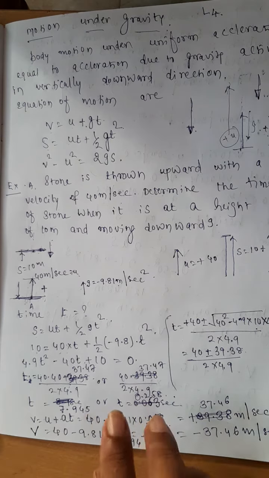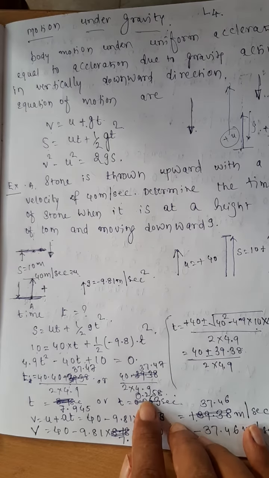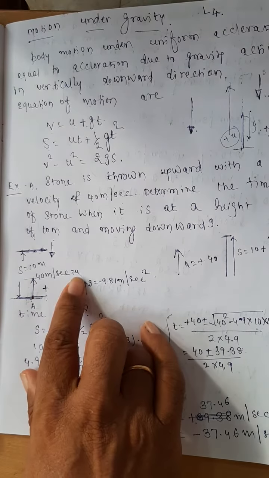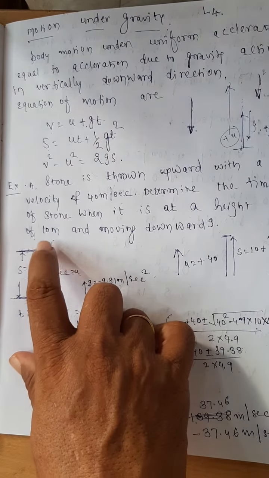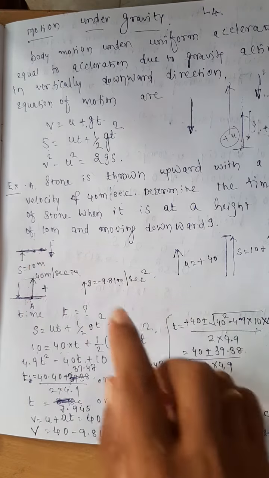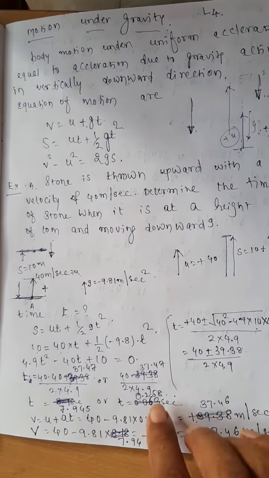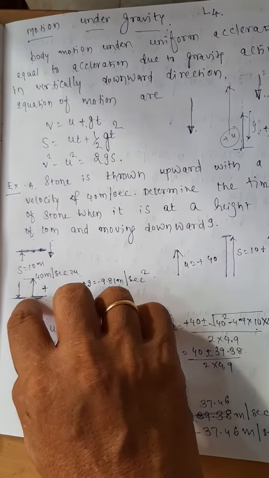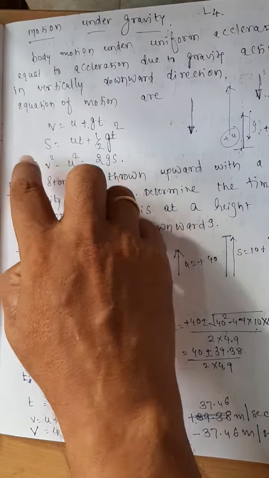Common sense says that, yes, immediately after throwing from 10 meter, it is thrown with a velocity equal to 40 meter per second. Within a fraction of a second, it will reach a distance of 10 meter. Therefore, one t is 0.258 second. But at that time it is moving in the upward direction.